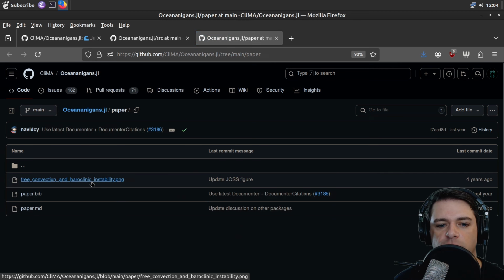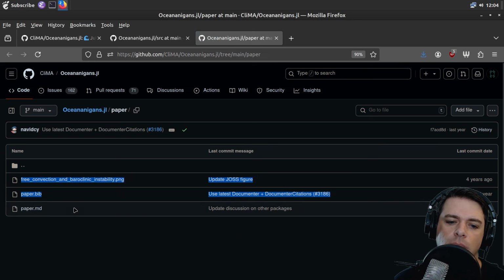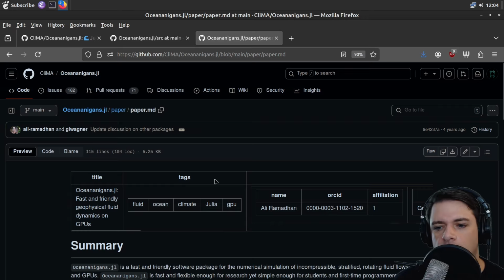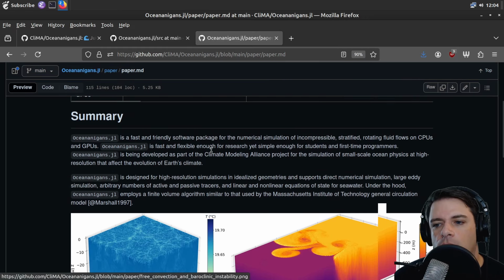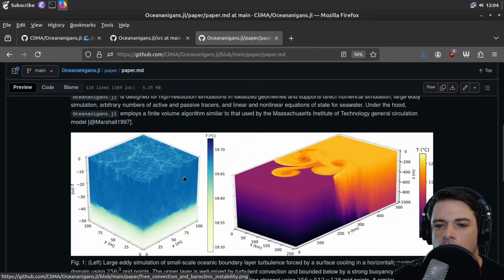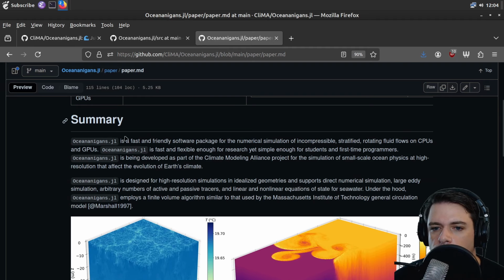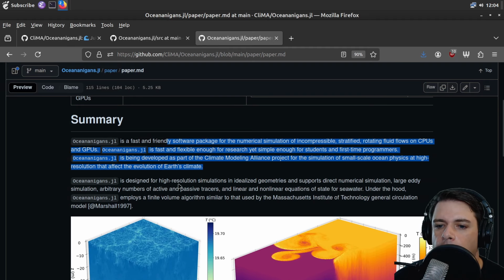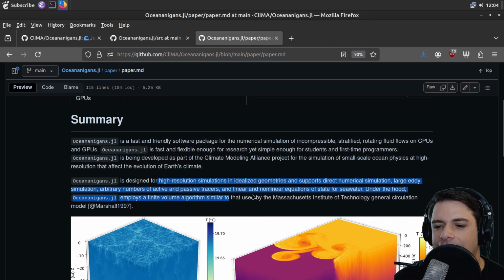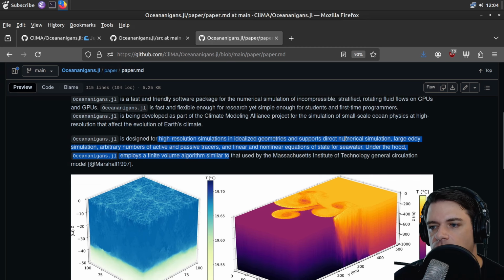Presumably this is like a research paper. Or, okay, the paper is in markdown format. Fast and friendly. High resolution simulations in idealized geometries. So simple geometries, direct numerical simulation, large eddy simulation, arbitrary numbers of active and passive tracers.